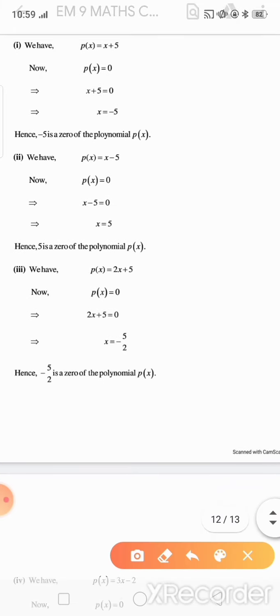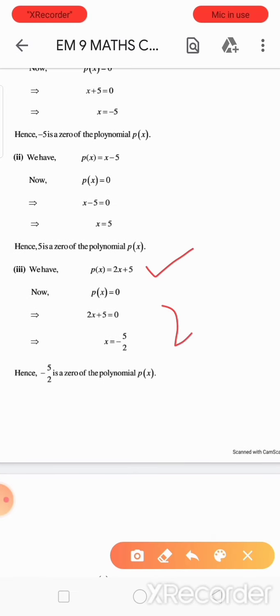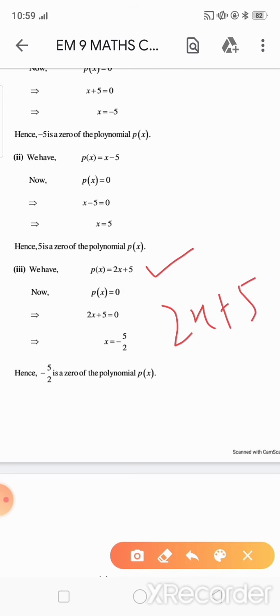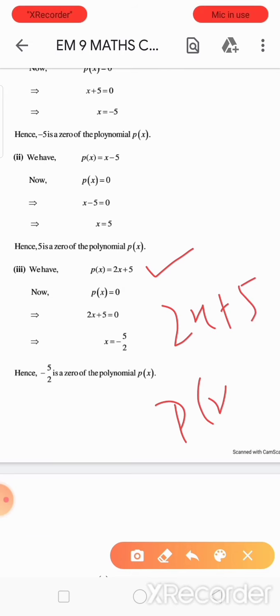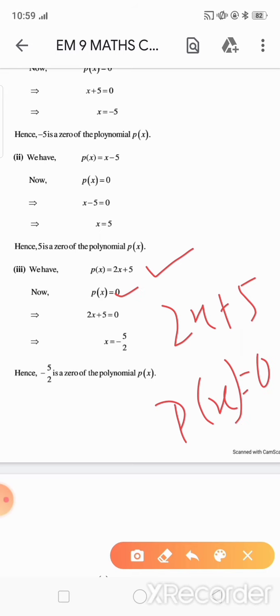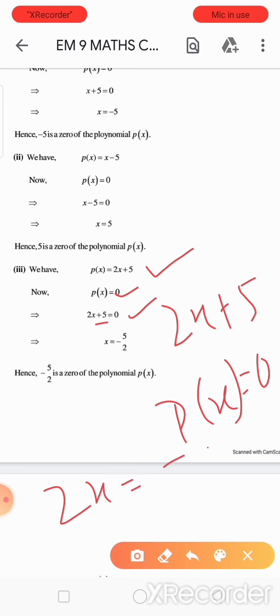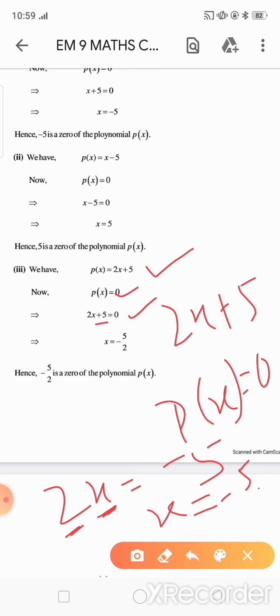Question number 3. Our polynomial is 2x plus 5. We have to find the zeros of the polynomial. So we equate our polynomial to 0, p of x equal to 0. Means 2x plus 5 equal to 0. Here we have to find the value of x. It means we have to remove the 5. Here 5 is positive, that side it will be negative. 0 minus 5 means minus 5, and we have to find the value of only x. So we remove this 2. Here 2 is multiplied, that side it will be divided. So the value of x equal to minus 5 upon 2. Hence minus 5 upon 2 is the zero of polynomial p of x.